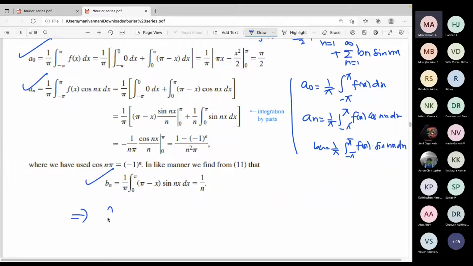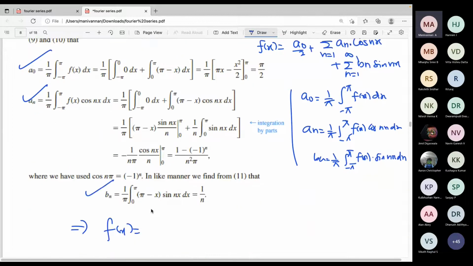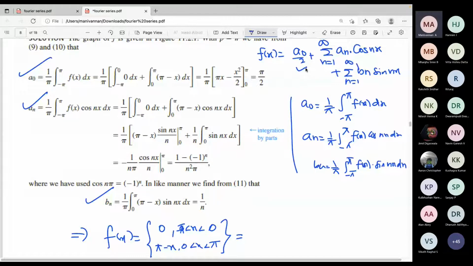So what is my Fourier series with this? My f of x is what? Actually, the given function is 0 for minus pi less than x less than 0, and pi minus x for 0 less than x less than pi. This f of x is now going to be expressed as a naught by 2. So this is my a naught. A naught is pi by 2, and a naught by 2 means it is pi by 4. Is it clear?